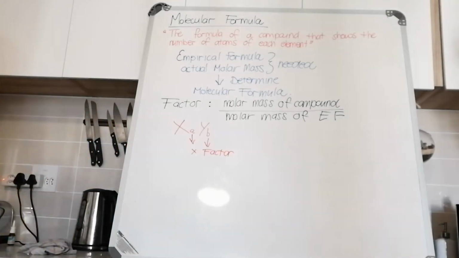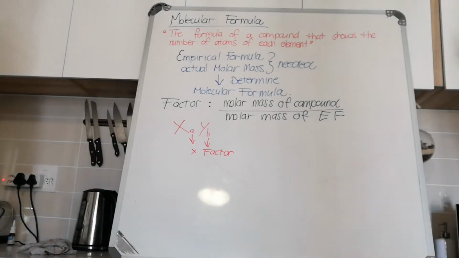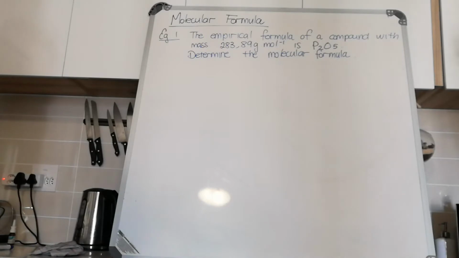Okay, so I'm going to pause you there while I write down an example that we're going to do together. Okay guys, so here's our example. They've told us that the empirical formula of a compound that has mass 283.89 grams per mole is P2O5, and we need to determine the molecular formula.